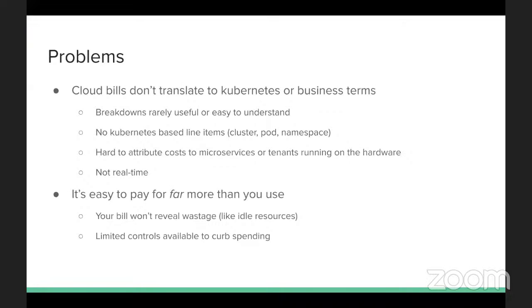The problem with that is that cloud bills don't translate to Kubernetes or business terms. The breakdowns, while very verbose, are rarely useful or easy to understand. There are no Kubernetes-based line items, like cluster, pod, and namespace. Because of that, it's hard to attribute costs to microservices or tenants running on the hardware. And oftentimes, this isn't real-time data. So because of all that, it's easy to pay for far more than you're using, and your bill won't reveal the wastage, like idle resources. And there are really limited controls available to you to curb spending.